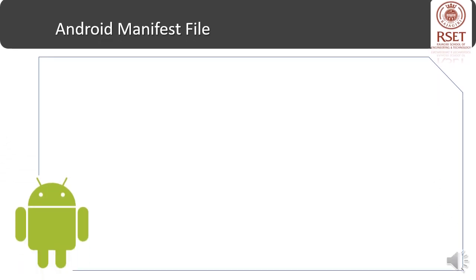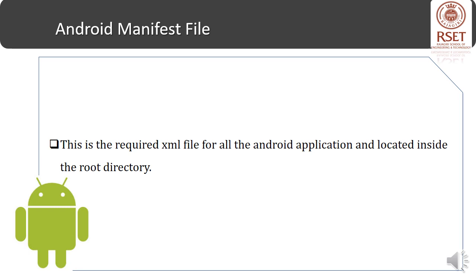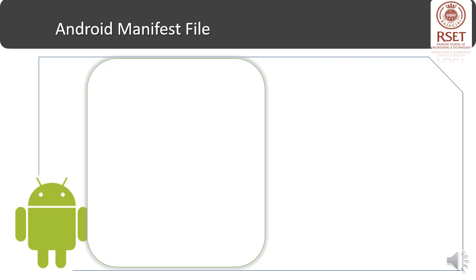Android manifest file. The Android manifest file is an XML file which contains information of your package, including components of the application such as activities, services, broadcast receivers, content providers, etc. Every Android application will have an Android manifest file, and it is located inside the root directory. Now let's discuss the elements inside the Android manifest file.